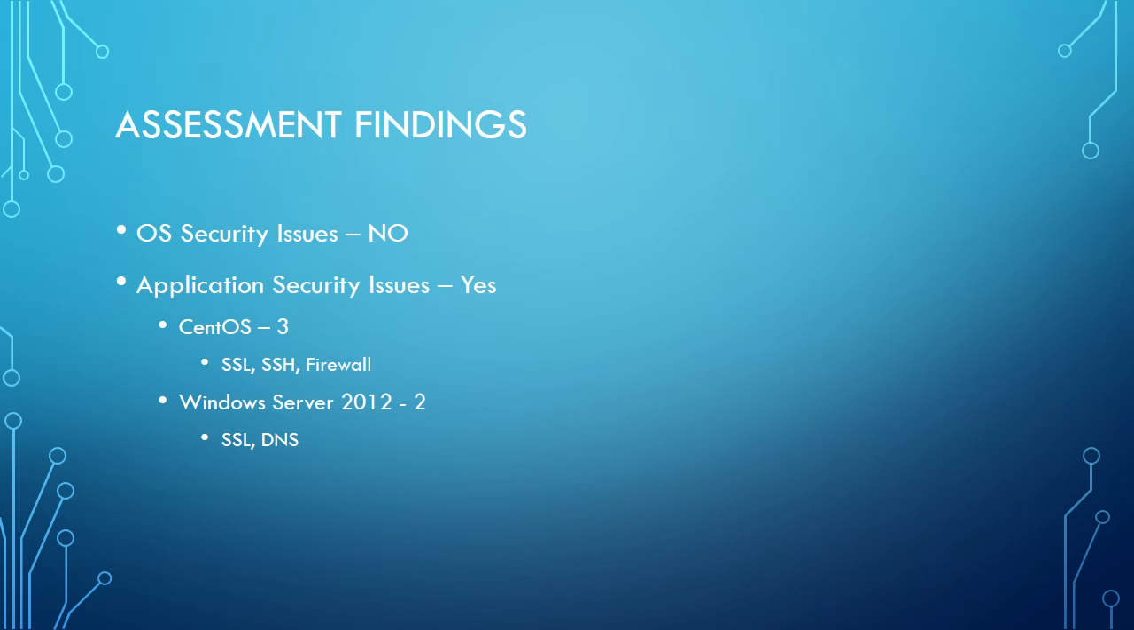The assessment findings: there were no operating system security issues. We did have application security issues. There were 3 in the CentOS server, or 3 types. They were in the SSL, the SSH, and the firewall. And in the Windows Server 2012, there were 2. They were in the SSL and the DNS.